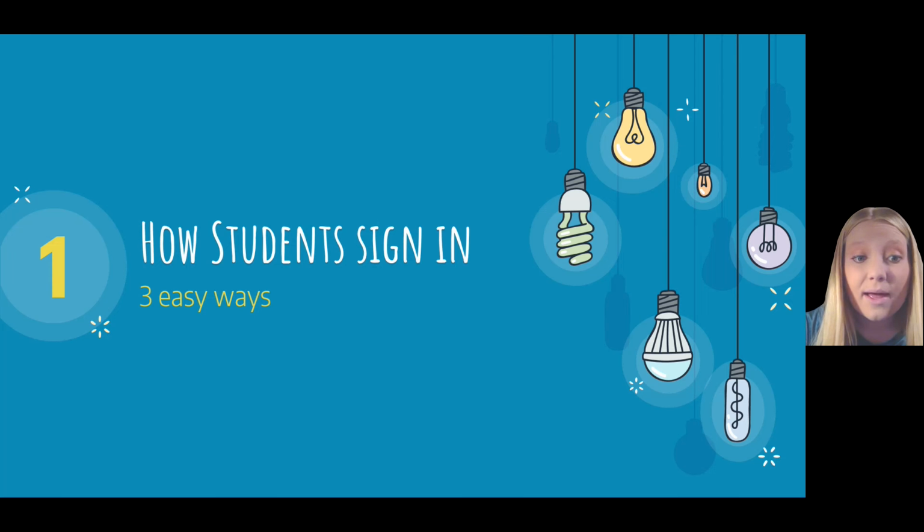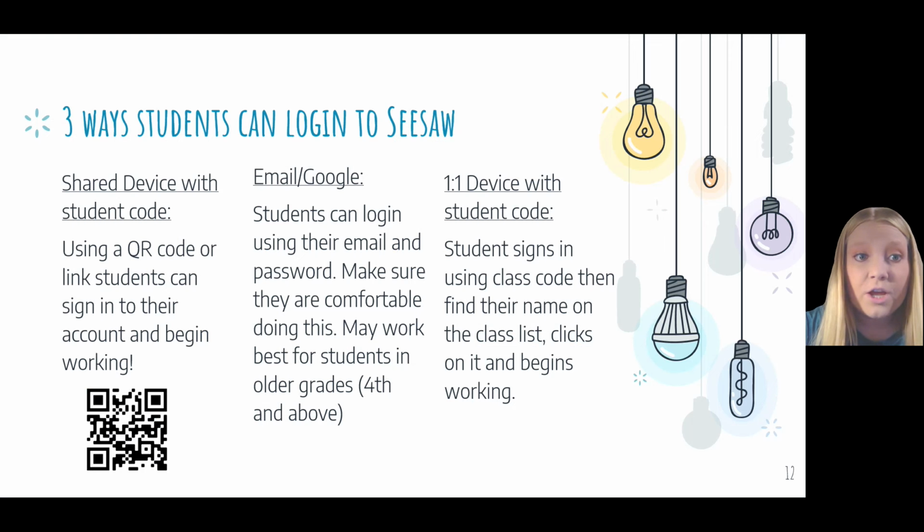So there are 3 easy ways for students to log into Seesaw. First, you can use a shared device and use student codes. This can be like with a QR code as I have here, so you can scan that and it'll take you to the Seesaw website. Second, they can do it through an email or through Google, so they can log in using their email and password. And you really need to make sure that they're comfortable doing this, so this would probably work best for older students who are 4th grade and above. And then last, you can do a device with a student code, and that's where the student signs in using a class code, and then they'll find their name on the list and go from there.